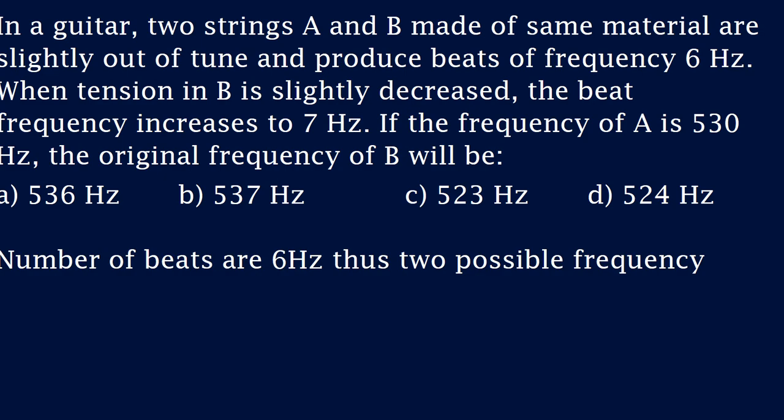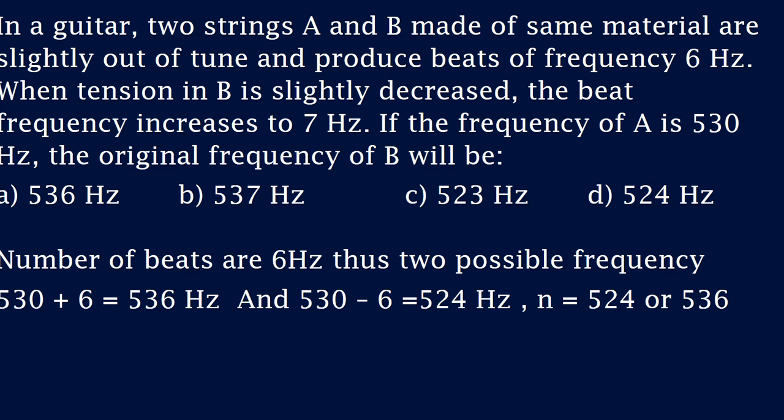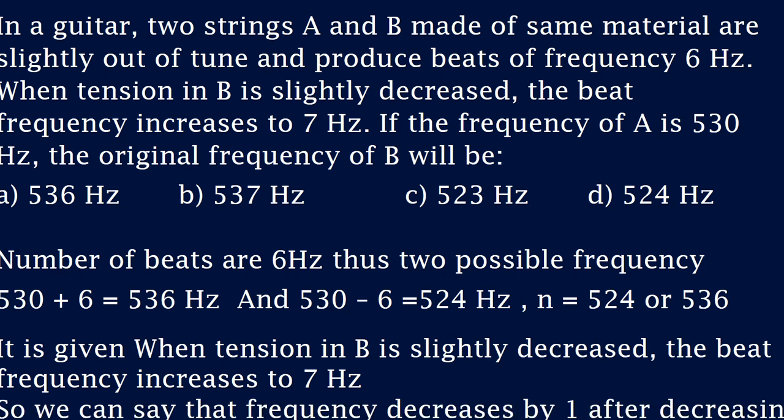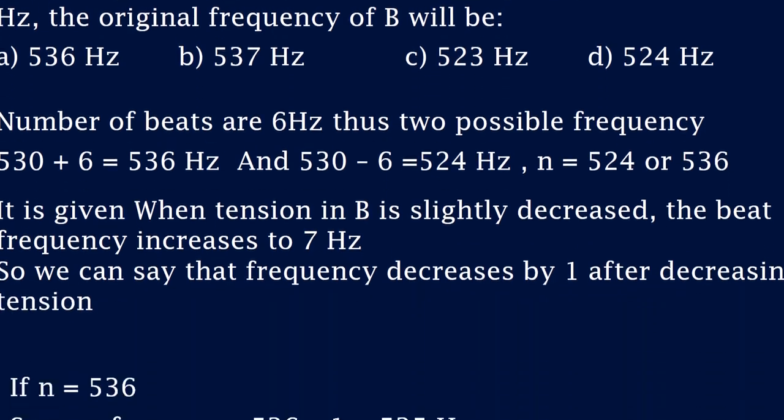Now, the number of beats is 6 Hz. Thus, two possible frequencies of string B are 530 plus 6, which is equal to 536 Hz, and 530 minus 6, which is equal to 524 Hz. Therefore, n is equal to 524 or 536. It is given that when tension in string B is slightly decreased, the beat frequency increased to 7 Hz. So we can say that frequency decreases by 1 after decreasing the tension.